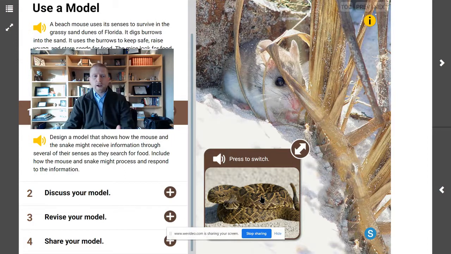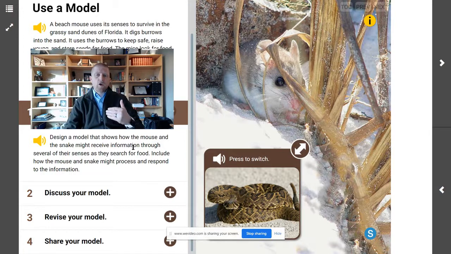So you're going to need to take some of your ideas and things that you know about mice and snakes, and you're going to have to turn that into a model or an image or a picture, or you'll see the animation that I created for my model so that I can explain what's happening.